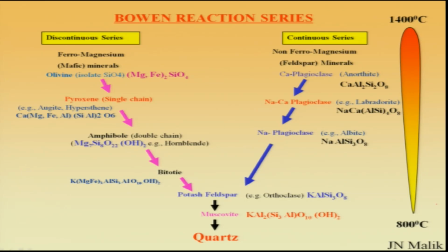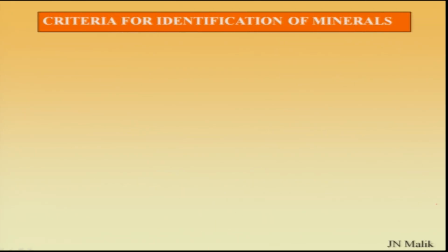Okay. And this was given by Bowen, and this series has been termed the Bowen reaction series, comprising the discontinuous and continuous series of ferromagnesian and non-ferromagnesian minerals.